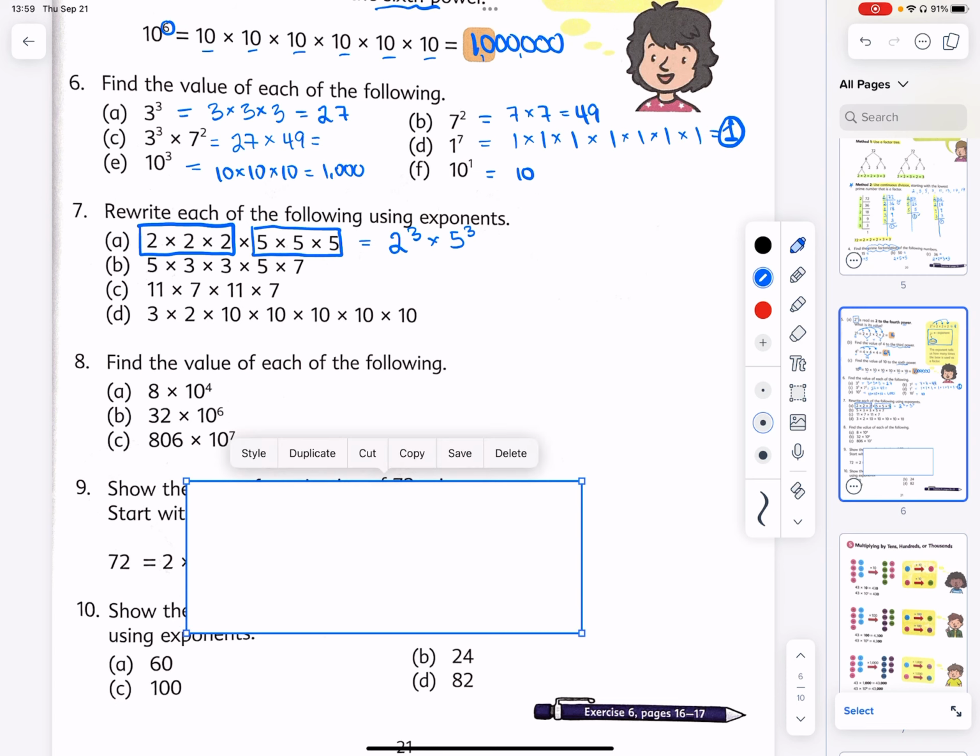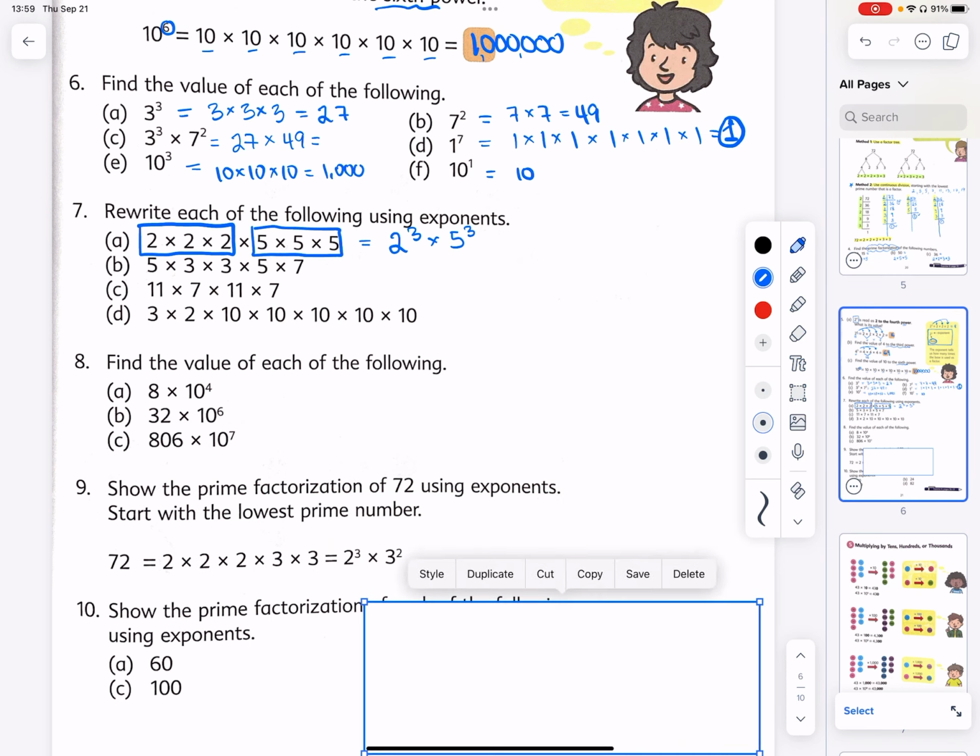Next question is 5 times 3 times 3 times 5 times 7. Let's list them from smallest base. We have 3 multiplied by itself 2 times, 5 multiplied by itself 2 times, and 7. I'm going to make some space right here for C: 11 times 7 times 11 times 7.